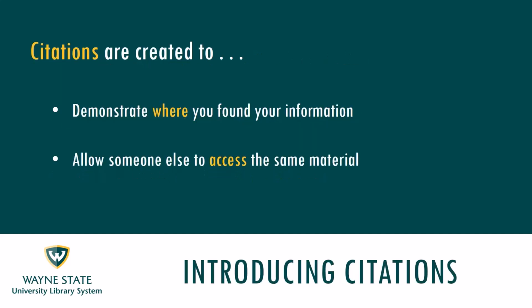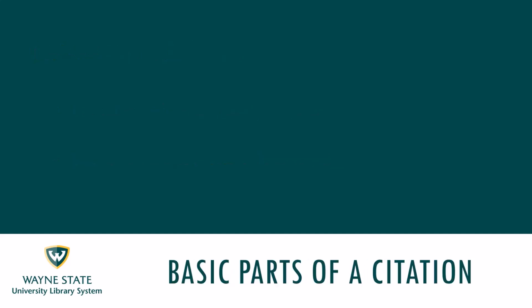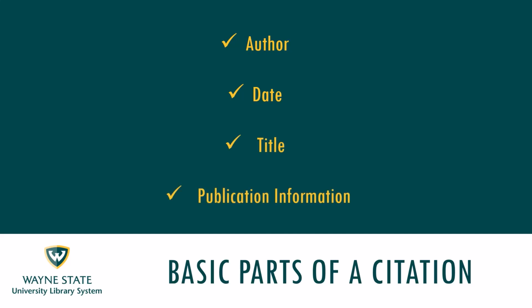So, citations are created to demonstrate where you found your information and to create a path for someone else to find that same material. In order to do this, citations must contain certain pieces of information. The basic parts of a citation are the author's name, the date of publication, the title, and the publication information. All citations must contain as many of these parts as possible. However, not all of this information may be possible to gather for certain materials, such as web pages. We will cover these exceptions later in this video.